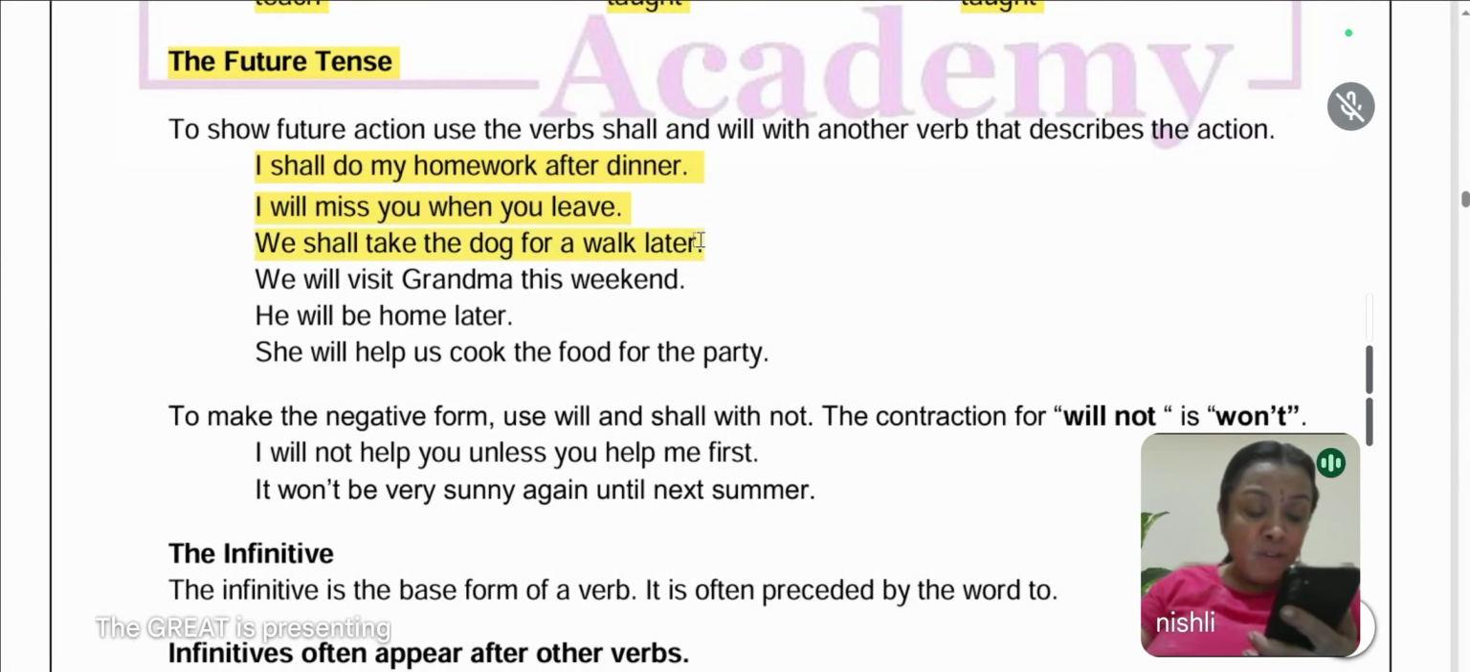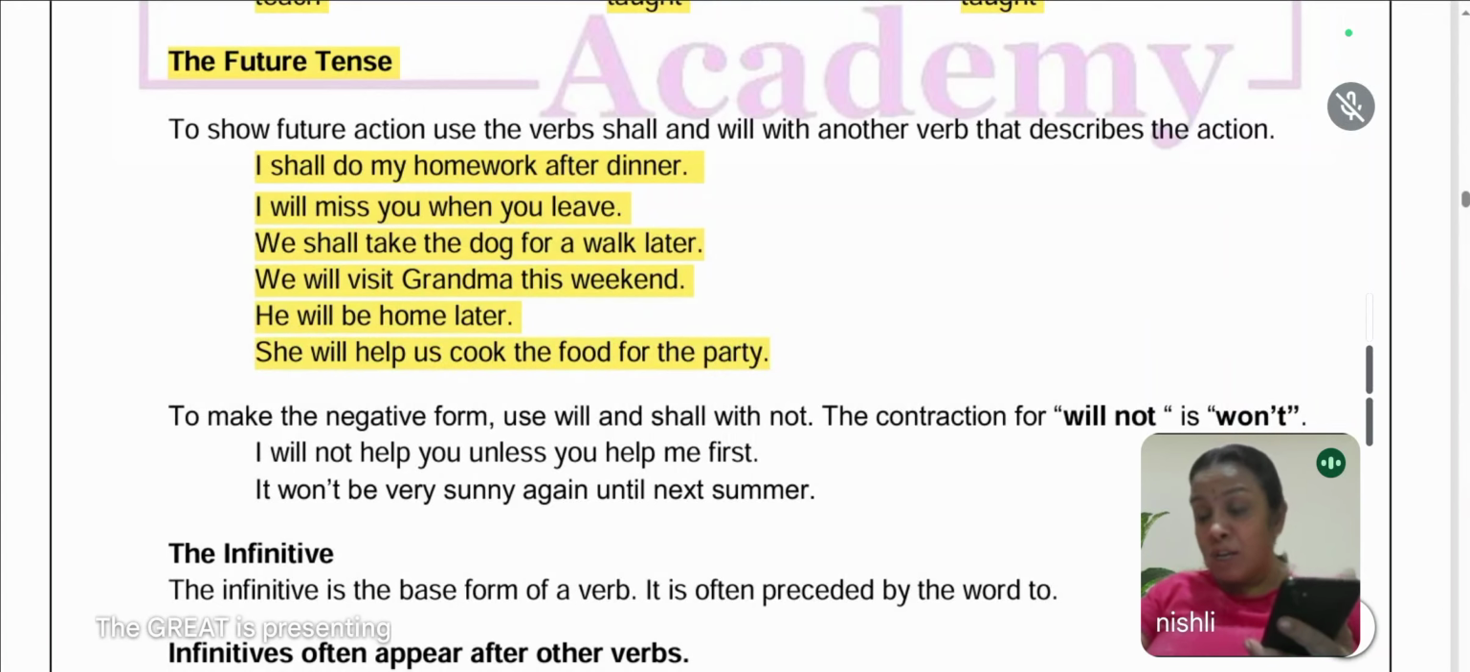Next one, we shall take the dog for a walk later. Later means not now, a little later. So you're promising somebody that we'll take the dog for a walk, which is going to happen in the future. Next one, we will visit grandma this weekend. You're promising somebody that this weekend you are going to visit grandma. He will be home later. He'll come home later. Next is, she will help us cook the food for the party.